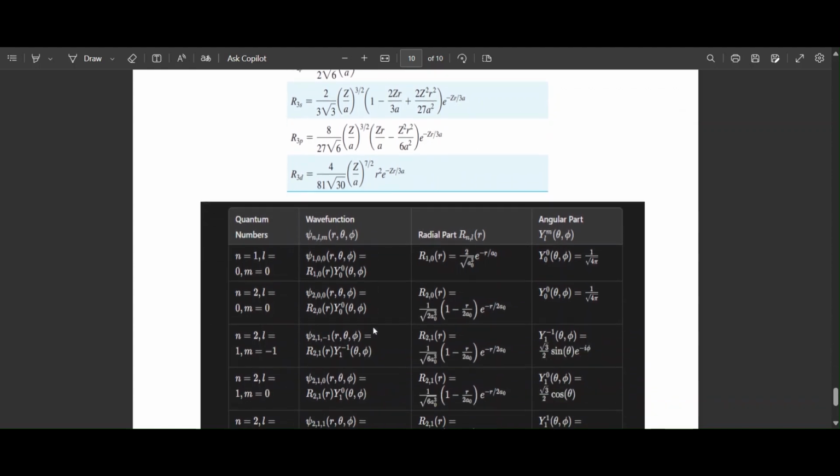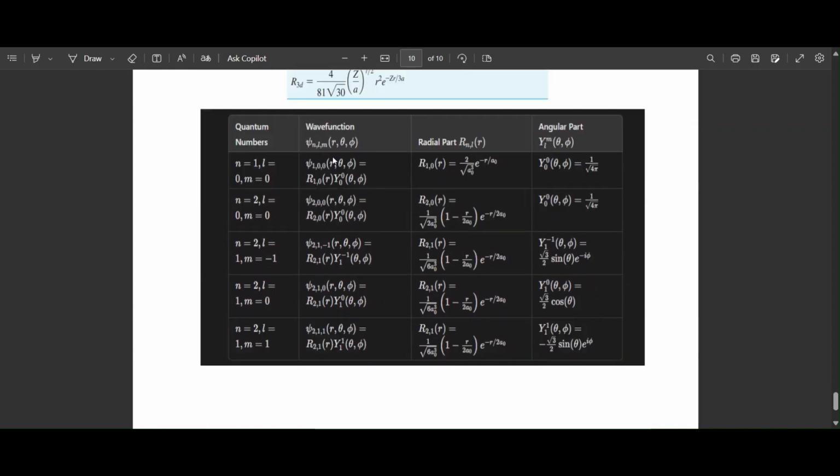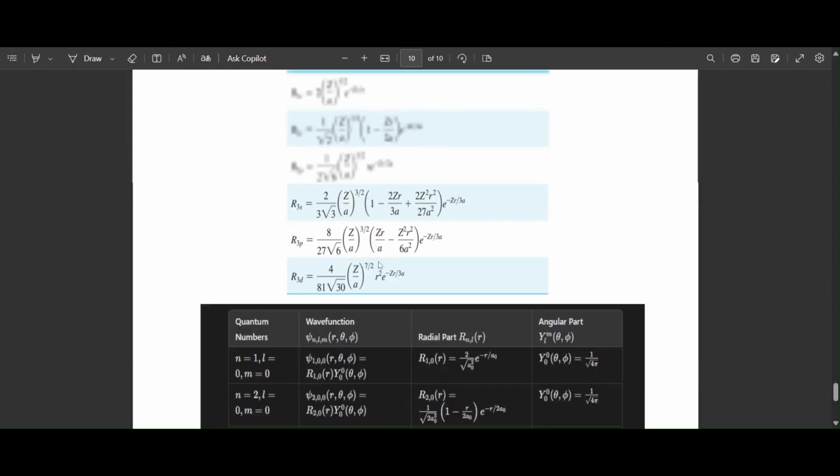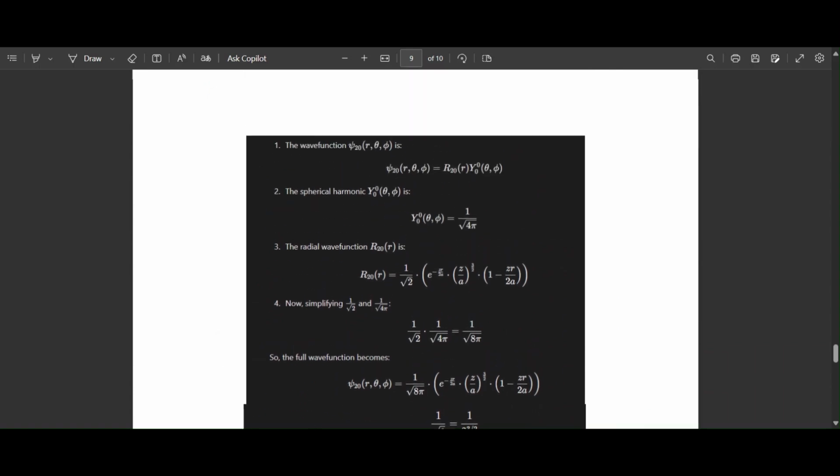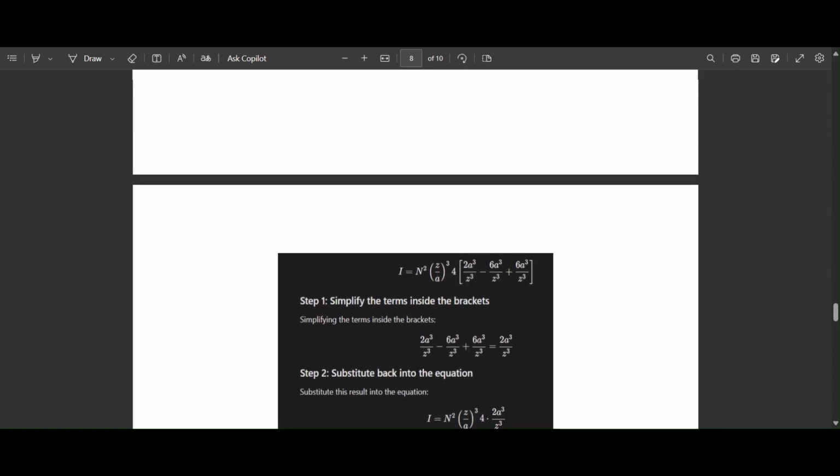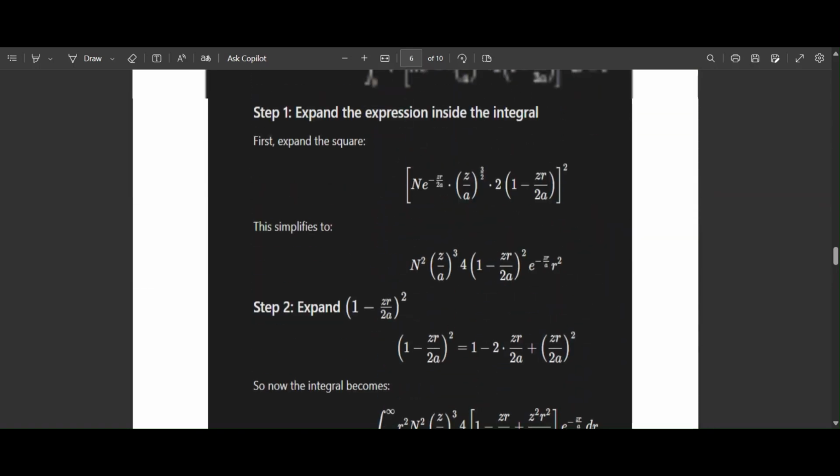I have also attached a table from ChatGPT that consists of the radial part and angular part for different cases of n, l and m. Hoping that you understood what I wanted to convey, and thank you.